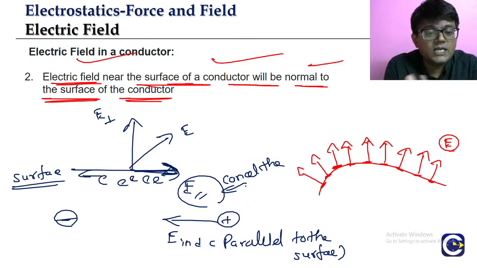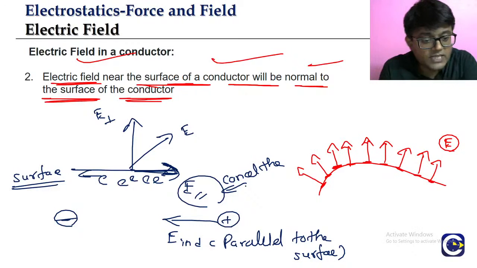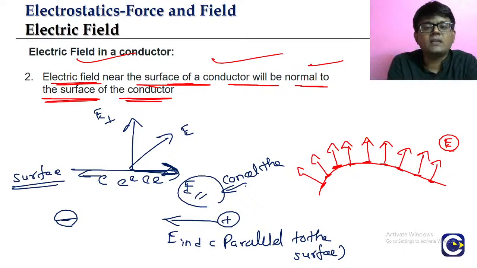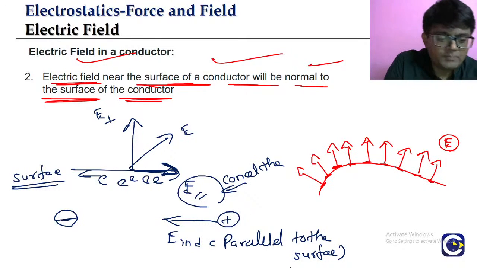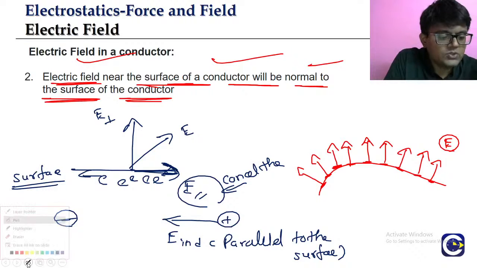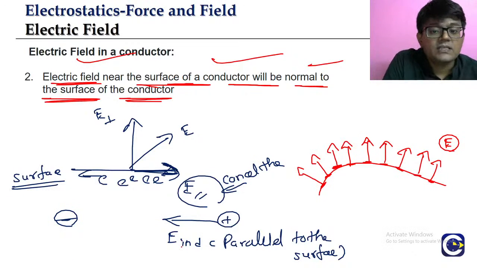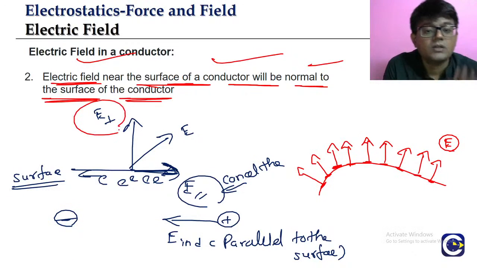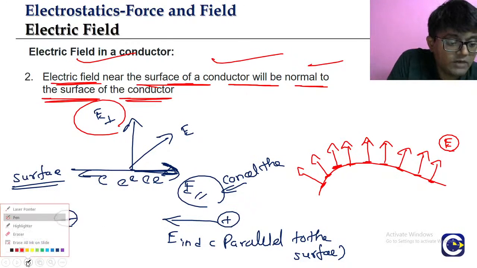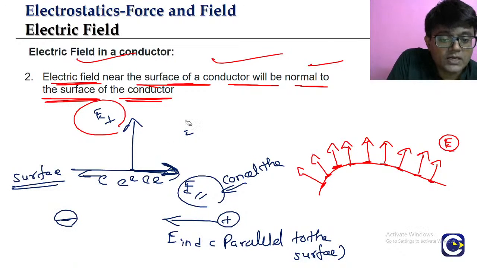How? Because on the surface also electrons will be there, right? So they will keep moving in the opposite direction till that parallel component of the electric field is cancelled. So only the perpendicular component will be remaining. So the electric field near the surface of the conductor will always be perpendicular. The parallel component will not be there. The perpendicular component only will remain.